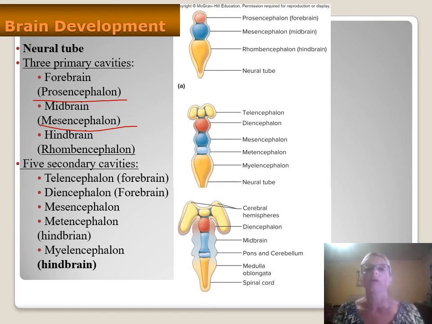Then we have the mesencephalon, which means middle, the metencephalon, which comes from the hindbrain, and then the hindbrain also splits into the myelencephalon. Okay, and so the top and the bottom split a little bit more.